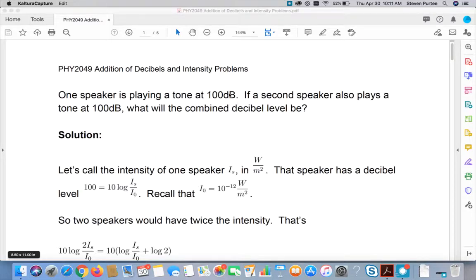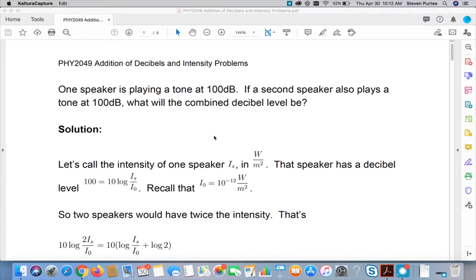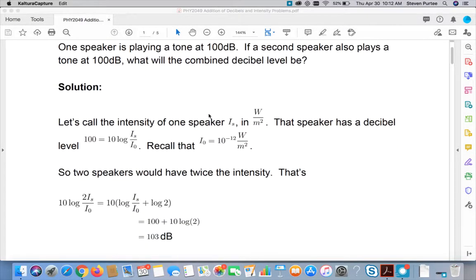Your gut tells you that it would be 200 decibels, but decibels are not linear. We cannot add decibels together. Okay, so let's work this out. Let's call the intensity, the power per square meter, watts per meter squared, of one speaker, I sub s. Then we know the decibel level.